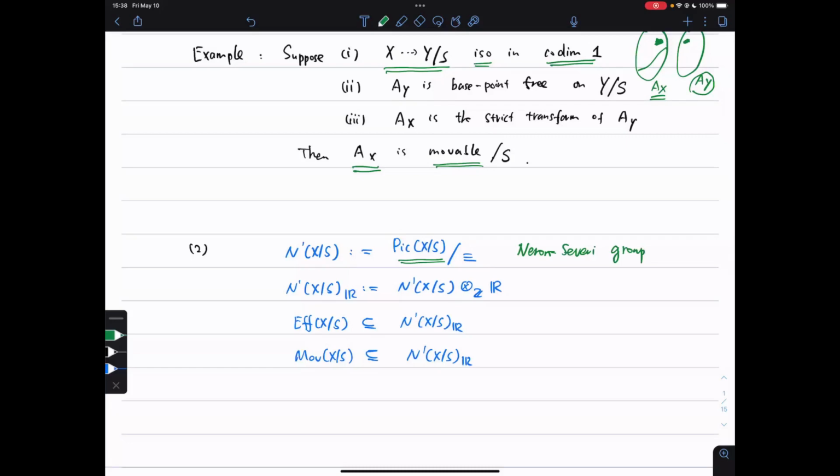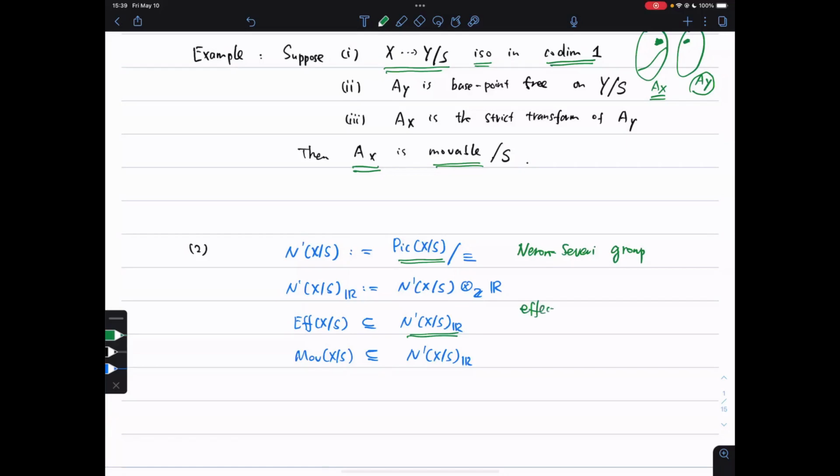Although the Picard group would be very large, this Néron-Severi group is always finitely generated. Then, to get a moduli space, we tensor it with the real numbers, so it becomes a finite dimensional vector space. And the cones are living inside of this vector space. This cone is called the effective cone.